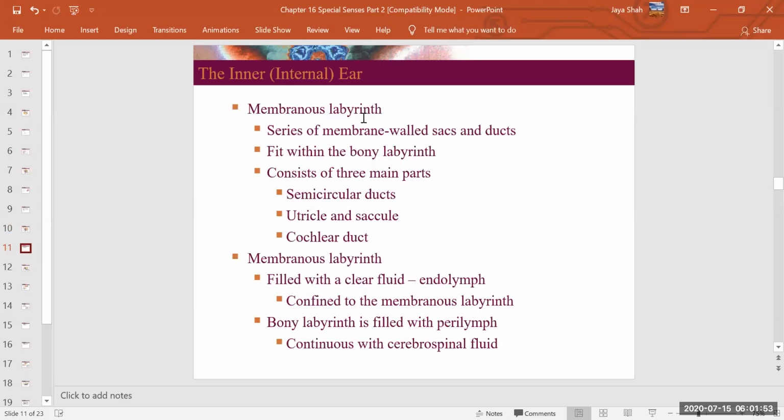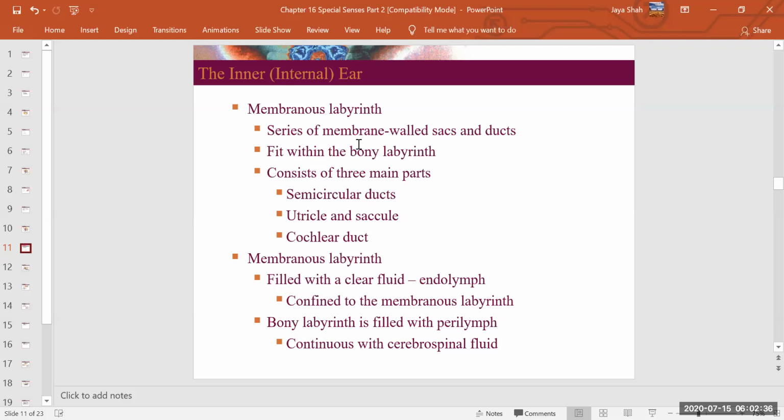Okay. Now, inside the bony labyrinth, in the inner ear, you have the membranous labyrinth. So you have an outer tube, which is the bony labyrinth, and then inside the bony tube, you have the membranous labyrinth. The bony tube contains a fluid. That fluid is called perilymph. And inside the perilymph, you have the membranous labyrinth. Inside the membranous labyrinth, there are several structures, and it also contains another fluid that is called endolymph. Okay.